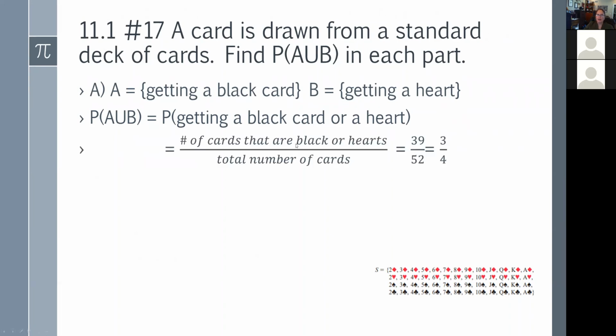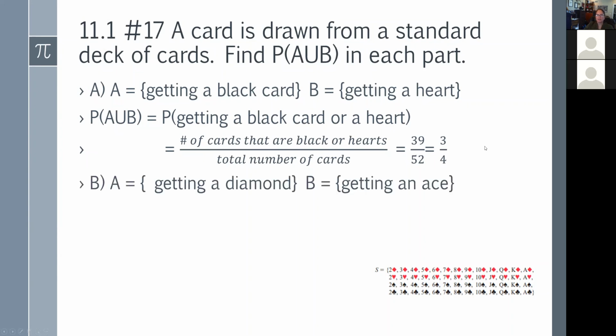And so we're going to count how many cards are there that are black or hearts out of the total. There are 52 cards in a deck, and 39 of them are black or hearts. And so we get the probability 39 out of 52, which reduces down to 3/4.